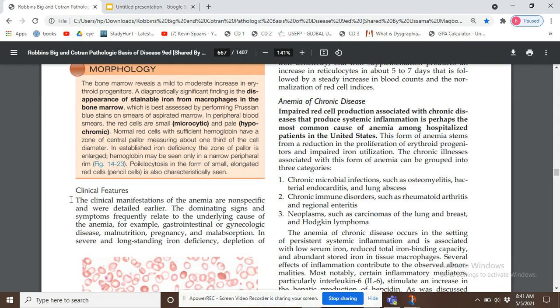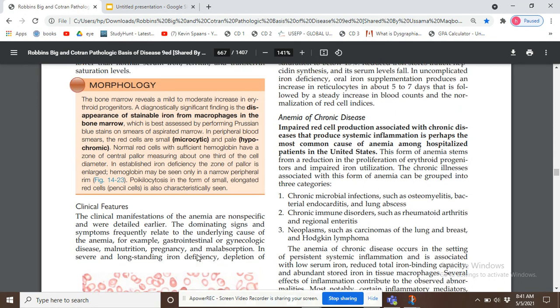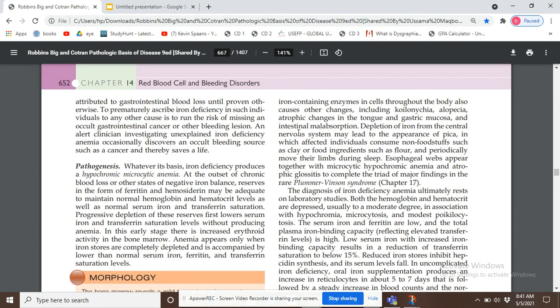The specific features related to iron deficiency anemia: the dominating signs and symptoms frequently relate to the underlying cause of anemia, for example, gastrointestinal or gynecological disease, malnutrition, pregnancy, or malabsorption. In severe and long-standing iron deficiency anemia, depletion of iron-containing enzymes in cells throughout the body also causes other changes, including koilonychia. Koilonychia means spoon-shaped nails, concave nails. This is a very basic feature you see in patients of long and severe iron deficiency anemia.